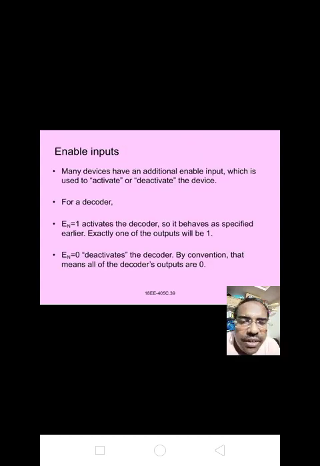Many devices have an additional enable input which is used to activate or deactivate the device. For a decoder, enable equal to 1 activates the decoder, so it behaves as specified earlier. That is, exactly one of the outputs will be 1. If enable equal to 0, it deactivates the decoder. By convention, that means all the decoder's outputs are zeros.